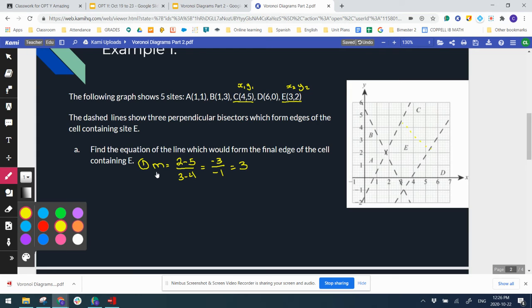Once we have our original slope, we need to go to our perpendicular slope. So we need to change the sign. If this original one is positive, our reciprocal is going to be negative. And instead of 3, we have the reciprocal, which is 1/3.